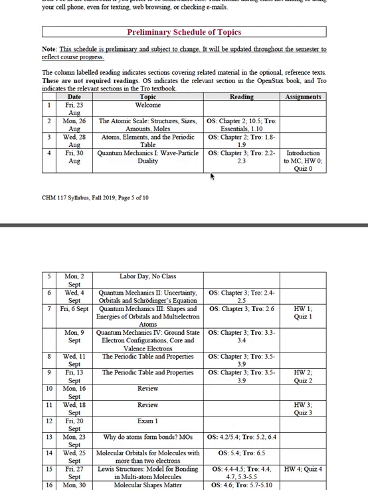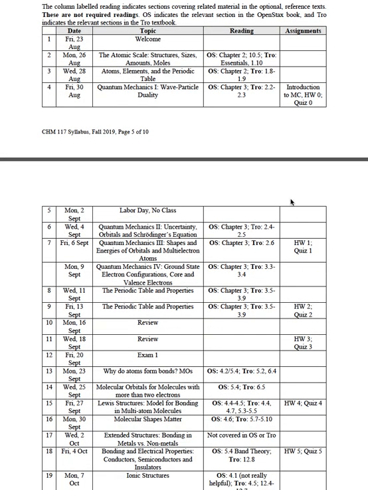In this reading column, I try to tell you the place in the OpenStax textbook as well as the TRO textbook that most closely matches the content you find in the notes. And then in the assignments column is a list of any assignments in Mastering Chemistry that are due that day. For example, on Friday, August 30th, we have 3 assignments due: the Introduction to Mastering Chemistry homework, the homework I call Homework 0, and the quiz I call Quiz 0. Those are all getting started with Mastering Chemistry and solving some arithmetic type problems associated with chemistry.